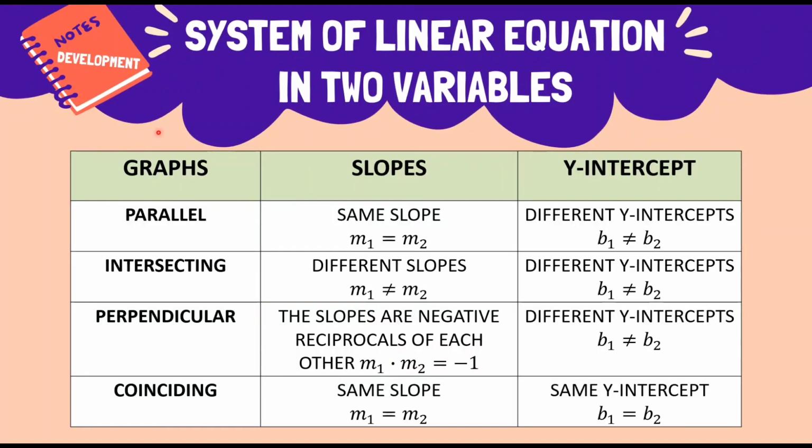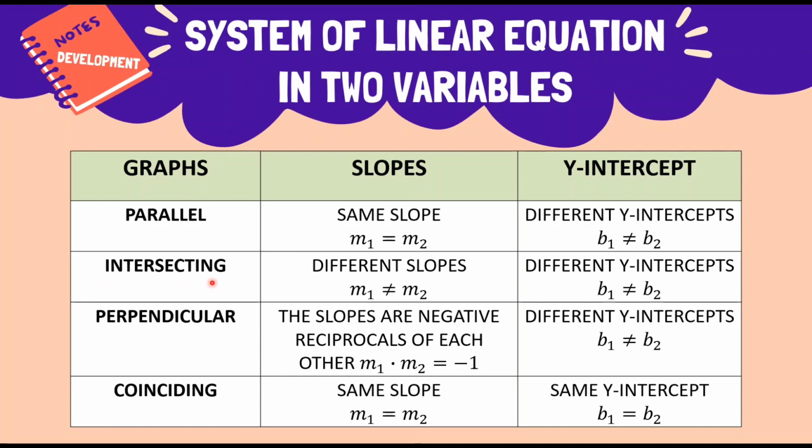So before I give the different examples in graphing system of linear equations in two variables, let us discuss first the different characteristics of the graph. So for parallel, our slopes are the same. So parehas yung slope ng dalawang linear equation, but different y-intercept. So you need to remember these conditions. So kapag parehas ang slope, magkaibang y-intercept, that is parallel.